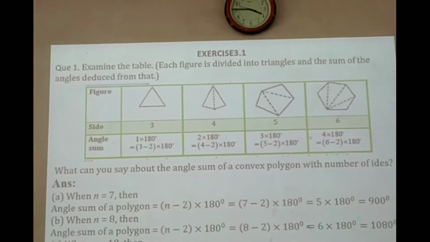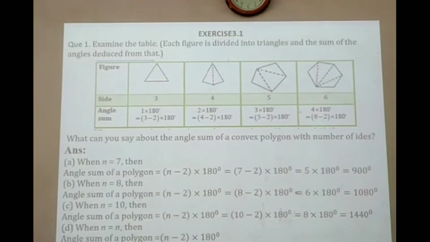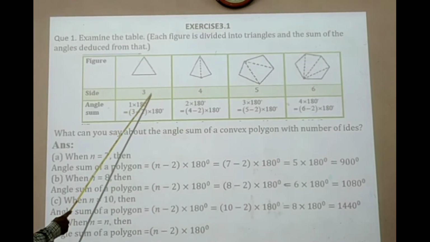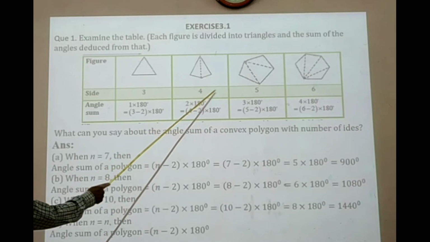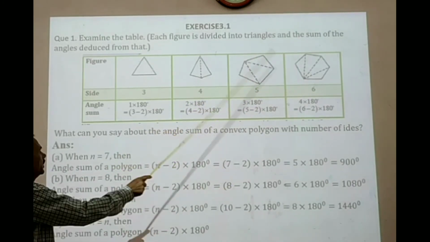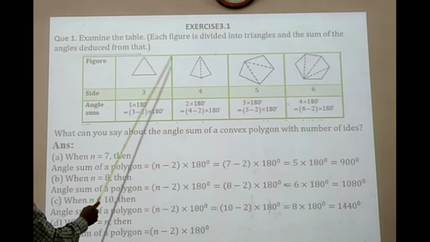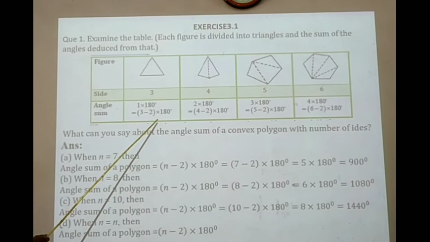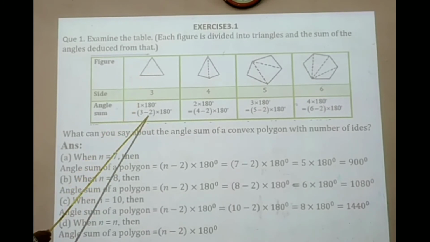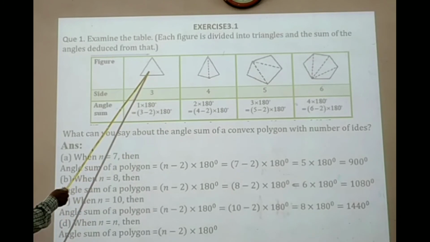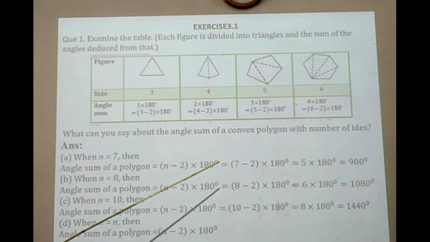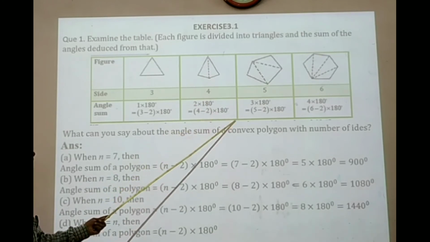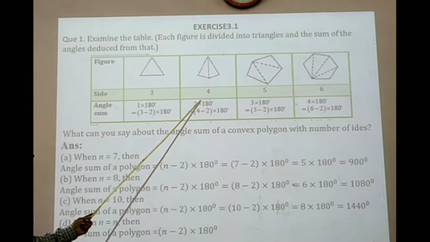See exercise 3.1. Again let's examine the table. Figures are given with 3 sides, 4 sides, 5 sides, 6 sides, meaning triangle, quadrilateral, pentagon, hexagon. Again their angle sums are given. 1 multiplied by 180: for 3 sides, 3 minus 2 gives 1, so you get the angle sum. Here for 4 sides, 4 minus 2 multiplied by 180, if we calculate, we will get 360.